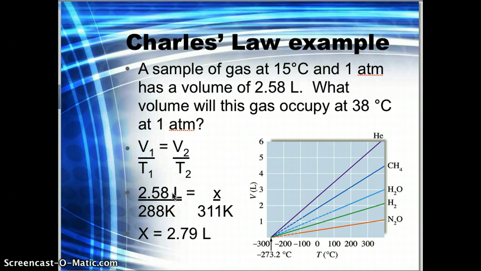Sometimes with this formula, I think it's easier to always think cross multiply and divide if you're used to that, because then no matter where your variable is, that makes that part easier. But if we multiply 2.58 times 311, divide by 288, then we get our final value of 2.79 liters. 3 sig figs for our problem there, because of course we're doing some adding, so we're going to go by the place values there, and then our 2.58 liters has 3 sig figs.